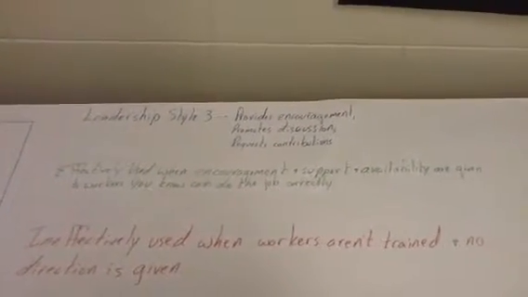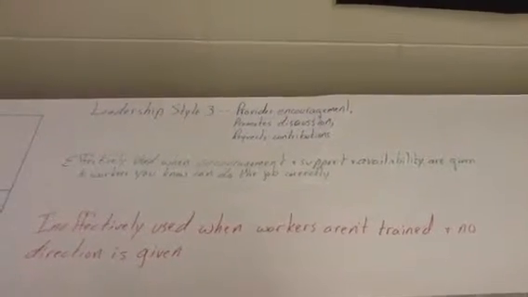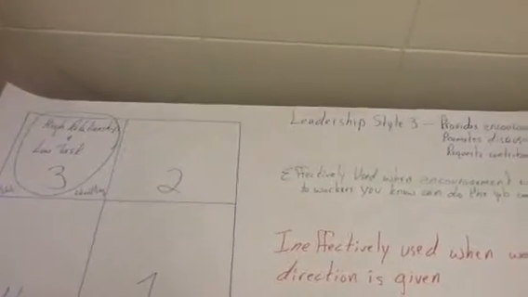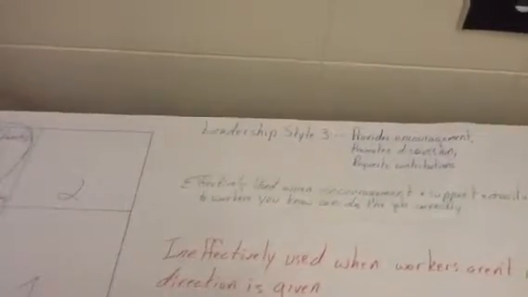Effectively used when encouragement and support and availability are given to workers that you know can do the job correctly. Ineffectively used when workers aren't trained and no direction is given. So you can't use this if they don't know what they're doing. Now, this kind of reminded me of the second era, the behavior era, because we are focusing more on what the other side thinks, you know, the feelings, the human side of it. At least that's the way I saw it. And we're getting one step closer to self-actualization, which again came from the second era.